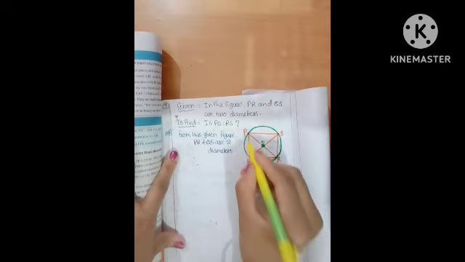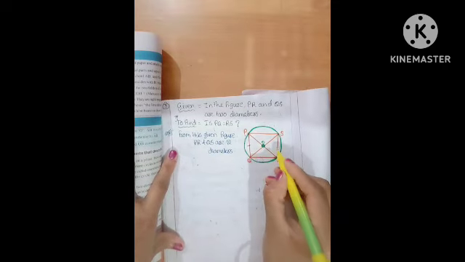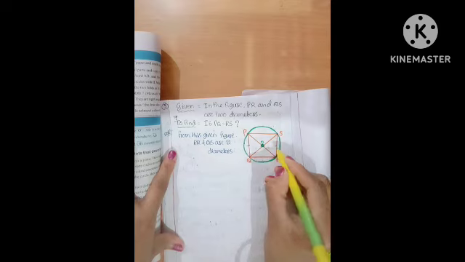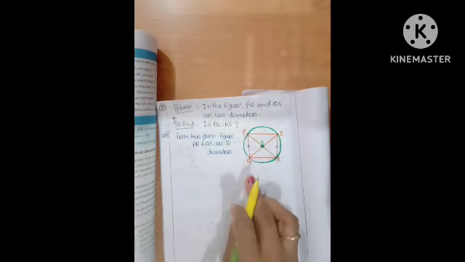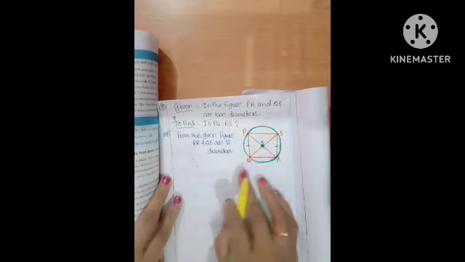How to prove this? PQ is equal to RS. These two sides are equal. How to prove this one only? From this figure, what is given here?